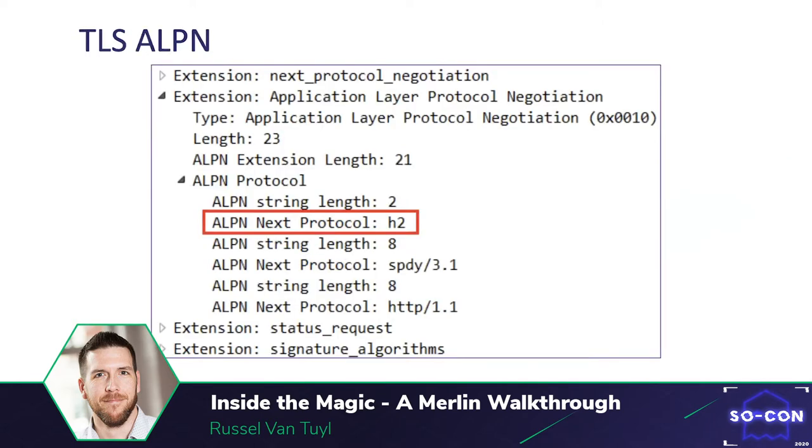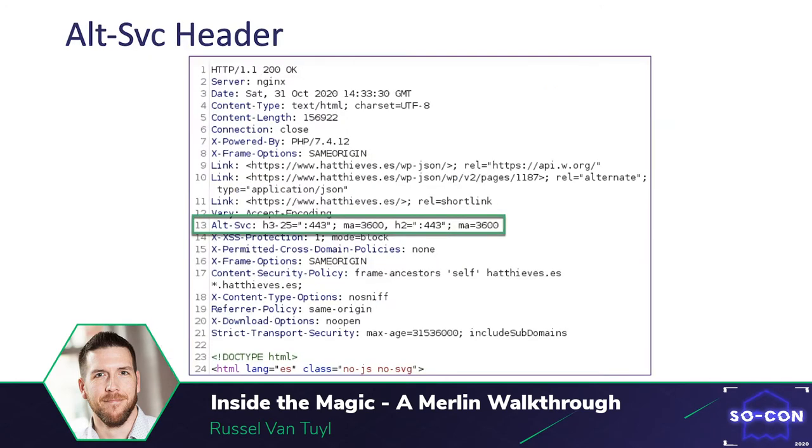This is an image of the TLS 1.2 ALPN extension advertising that this client supports the H2 protocol, the speedy protocol, and the regular HTTP 1.1 protocol. And lastly, here is an image depicting what an alt services header looks like when a server responds to a client. In this image, it is saying that it supports the HTTP 3 protocol and the HTTP 2 protocol, and they can both be found on port 443.